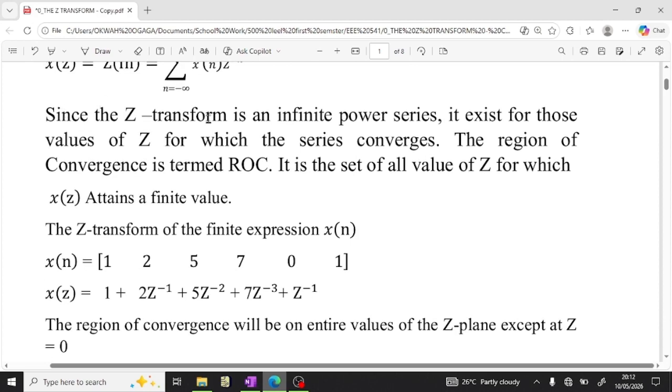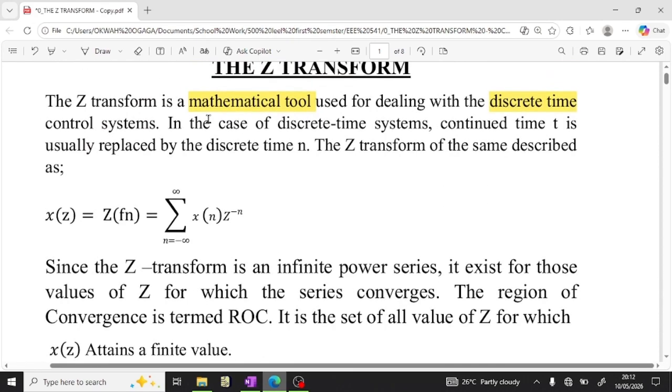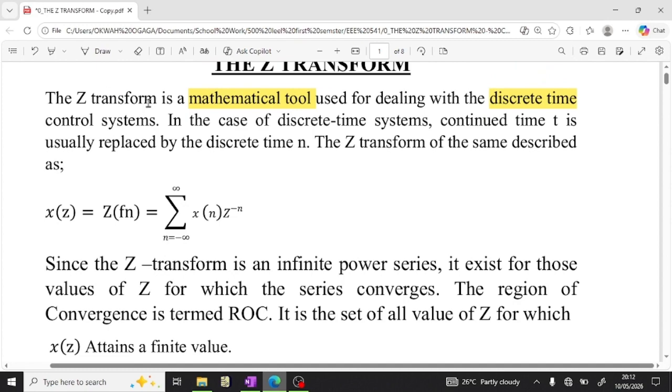Now, the z transform is a mathematical tool. I've shown the formula and it's used to adapt. In the case of a discrete time system, continuous time, which is t, is usually replaced by discrete time, which is n, just like I said. And the z transform of the same is described as this.